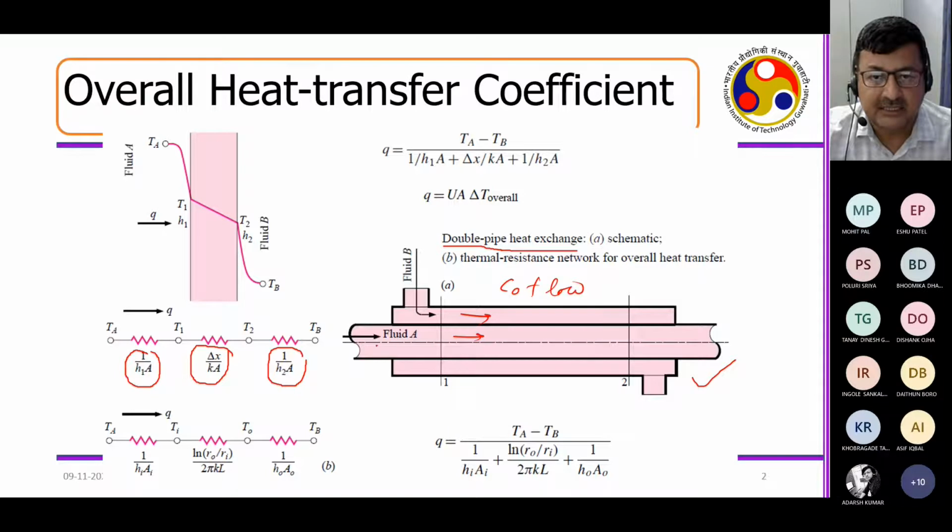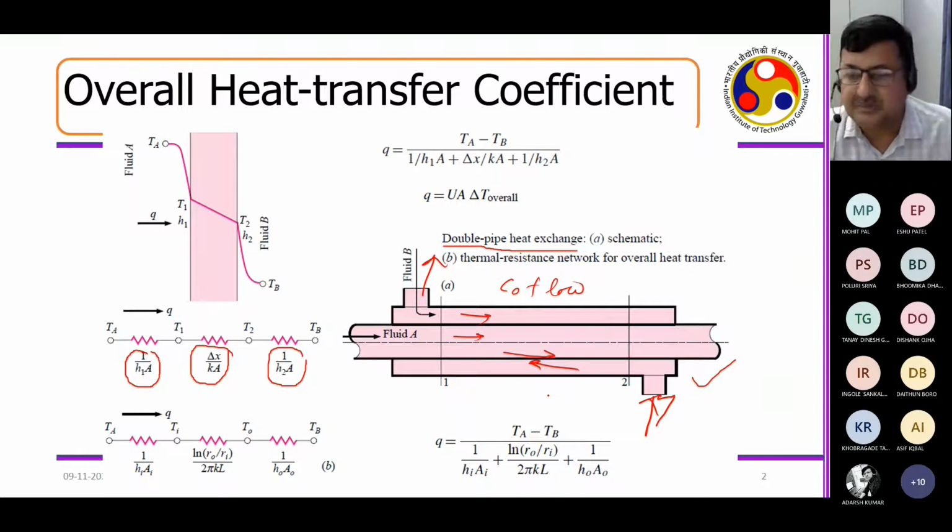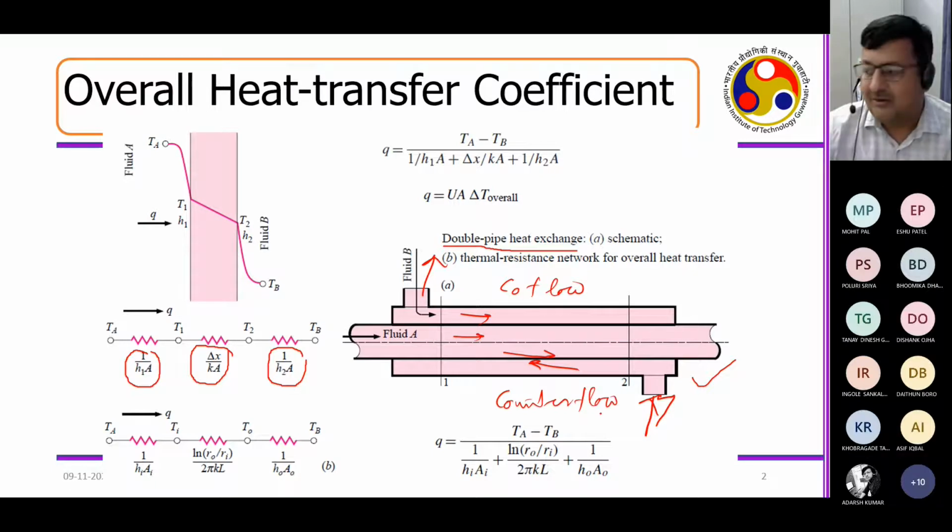Now, instead of fluid B going in the same direction as fluid A, if I make it enter from this direction and go out in that direction, then what happens? This fluid is going in this direction, but that fluid is going in the other direction, right? This type of arrangement is called the counterflow.